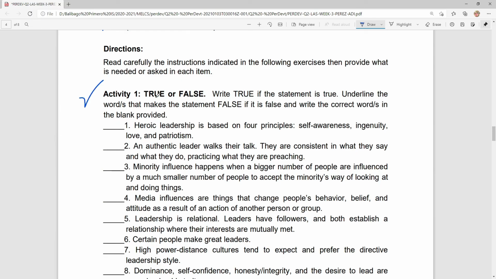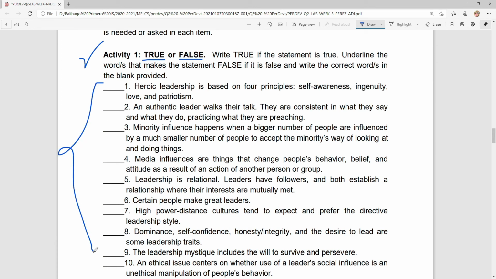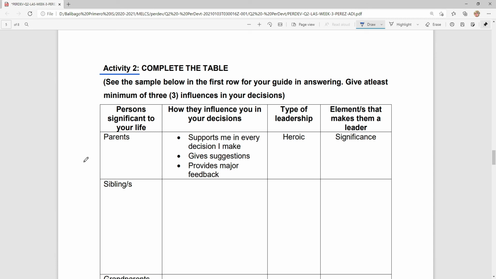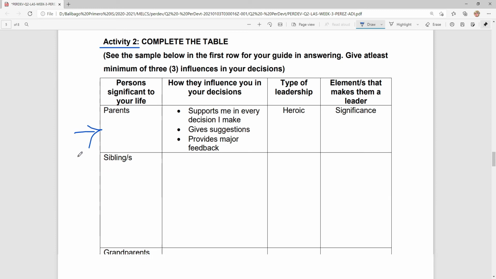Welcome back! For our Activity 1, write true if the statement is correct and write false if it is incorrect. You will just put your answers on the blank provided. Activity 2, complete the table. So let's see the sample below in the first row for the guide. Give at least a minimum of 3 influences in your decisions.